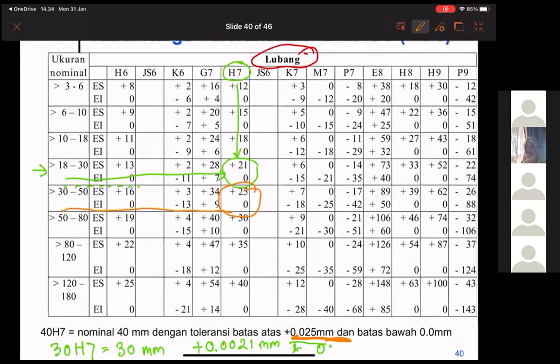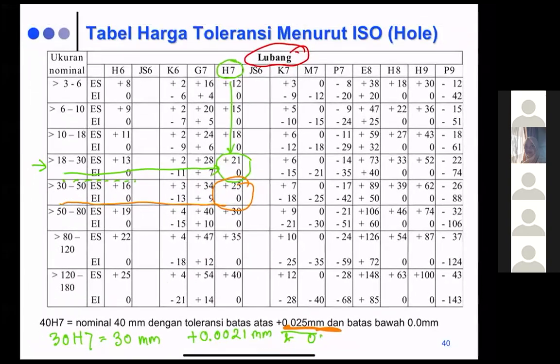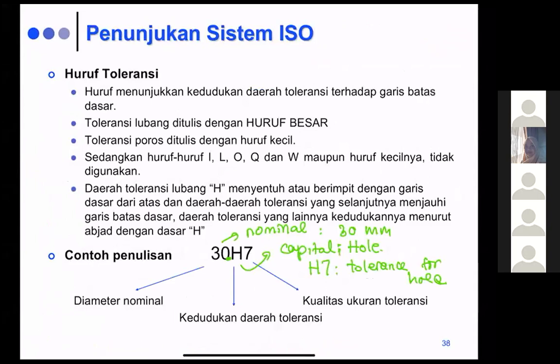Okay, so again, back to the previous one. The tolerance for the hole, we can write as 30, and then the maximum is plus 0.021, and the lower one is 0, from the one that I showed you before. Okay, up to here, please.